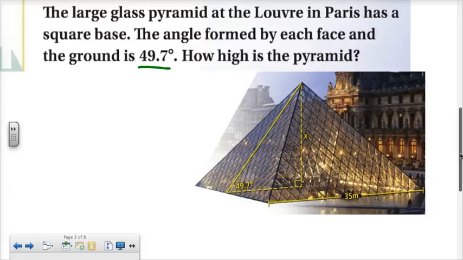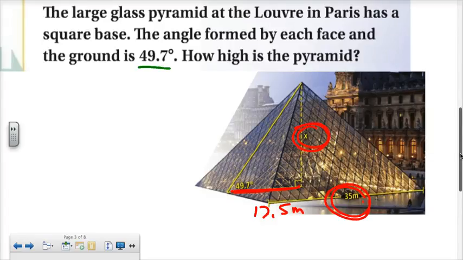So now what I want to do is use the fact that this is a square base and realize that if an entire side is 35 meters, that means, and I'm going to move this down where you can see it a little better, we can take half of that and use it to go right to the middle of that pyramid. So 35 divided by 2 would get you 17.5. And now they wanted us to figure out how high is the pyramid. So that's the x that we see here.